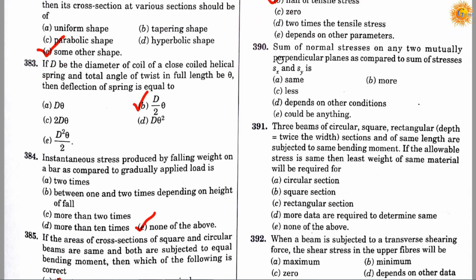Question number 390. Sum of normal stresses on any two mutually perpendicular planes, as compared to the sum of stresses Sx and Sy, is: option A, the same; option B, more; option C, less; option D, depends on other conditions; and option E, could be anything. Correct answer is A, it will be the same.